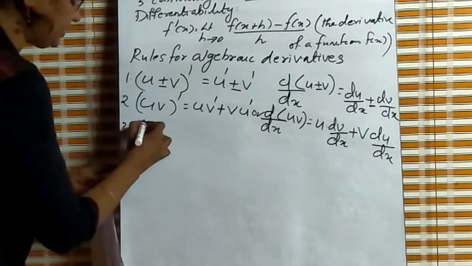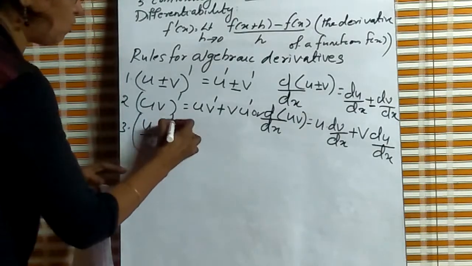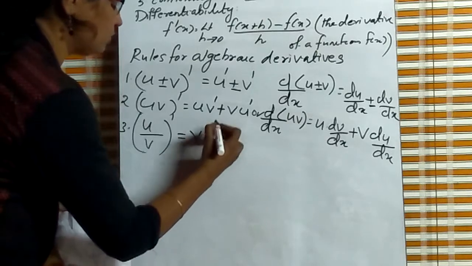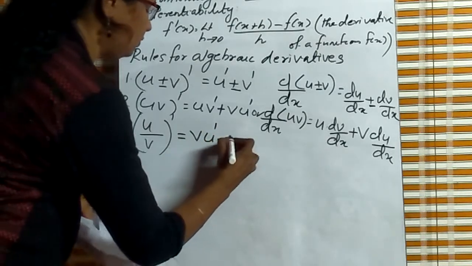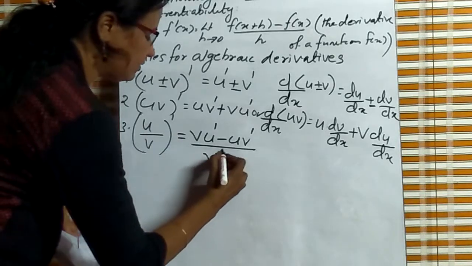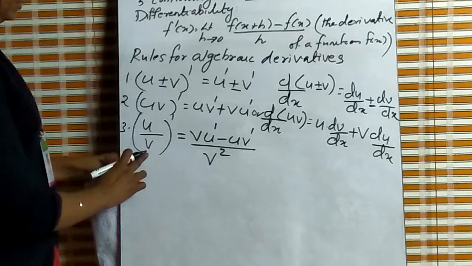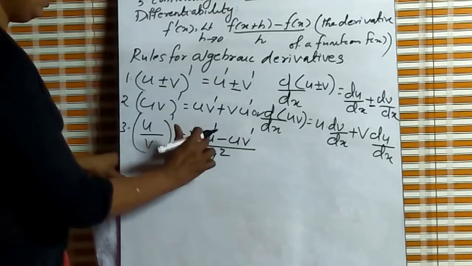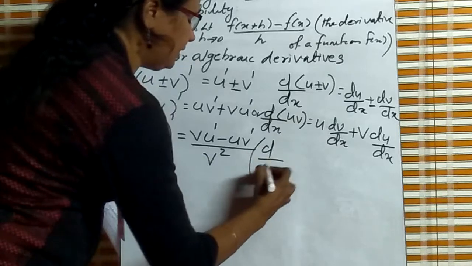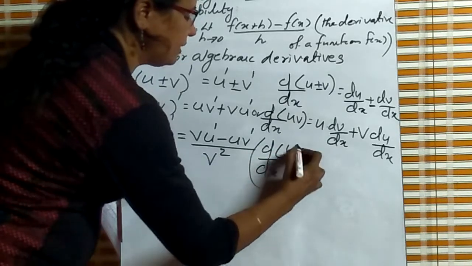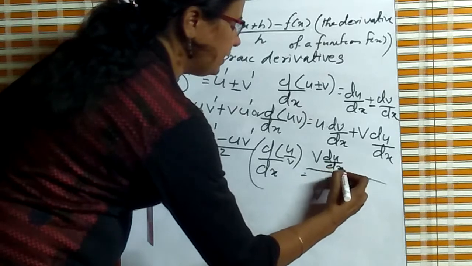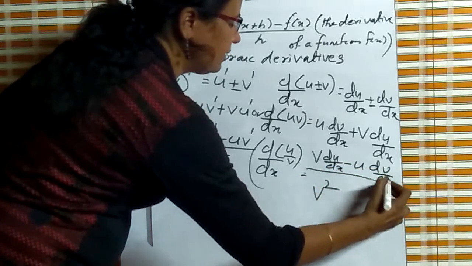Third one, quotient of two functions. The derivative of the quotient of two functions is equal to, in the numerator, denominator into derivative of numerator minus numerator into derivative of denominator, the whole divided by denominator square. Here the denominator is v. So d by dx of u by v is equal to v into du by dx minus u into dv by dx, upon v square.